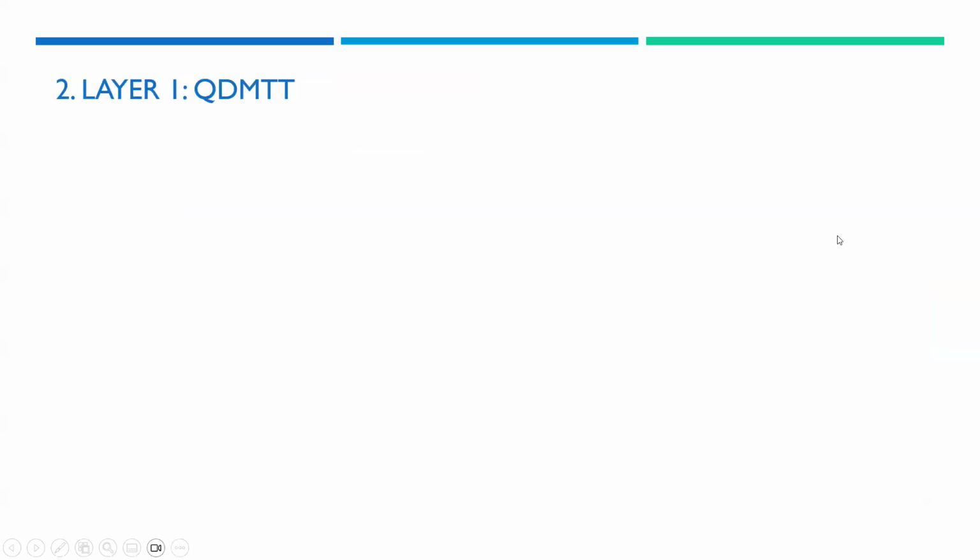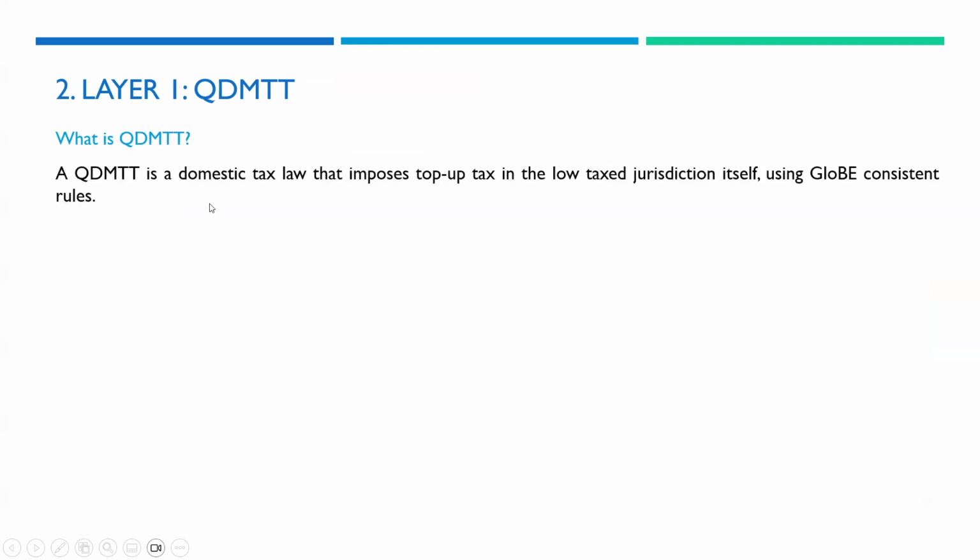Now let's talk about each layer in detail. What is QDMTT? QDMTT is nothing but a domestic tax law. It is a domestic tax law, and in UAE it is Federal Decree Law number 60 of 2024, I believe, that imposes top-up tax in the low tax jurisdiction itself using GloBE consistent rules.